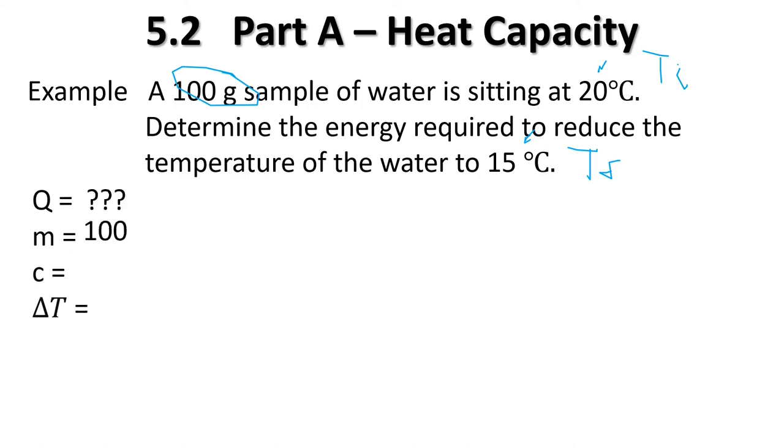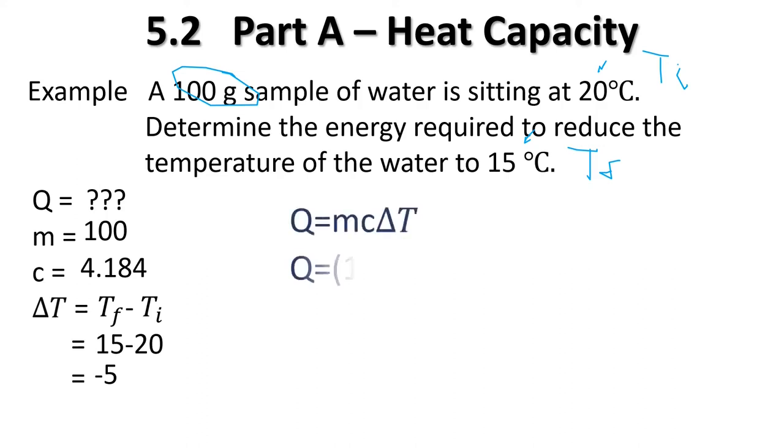We have a mass of 100. Again, our specific heat capacity of water, 4.184. And now we're going to subtract our two temperatures. So once you get them in the right order, it's 15 minus 20, which actually gives you -5. I think that makes sense. The sample is cooling off, isn't it?